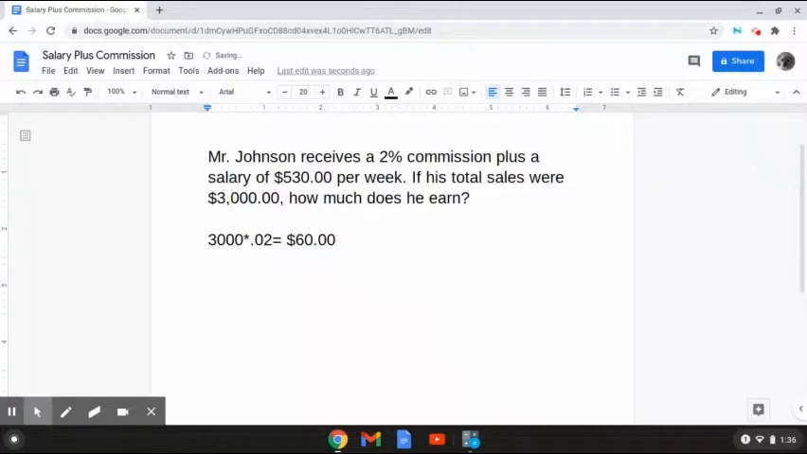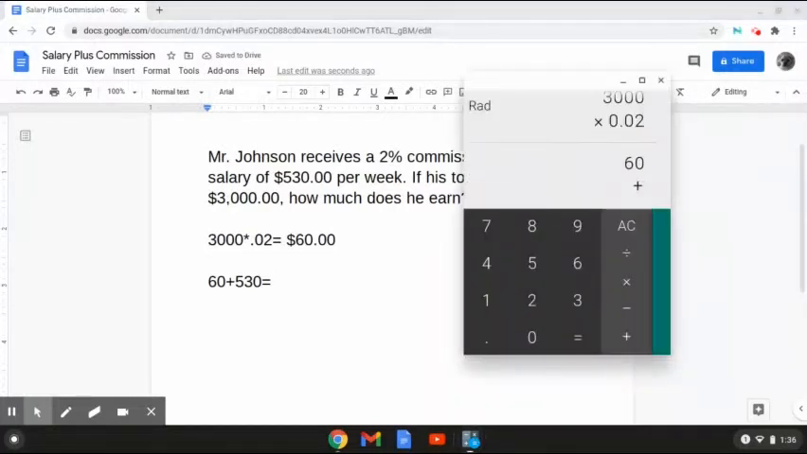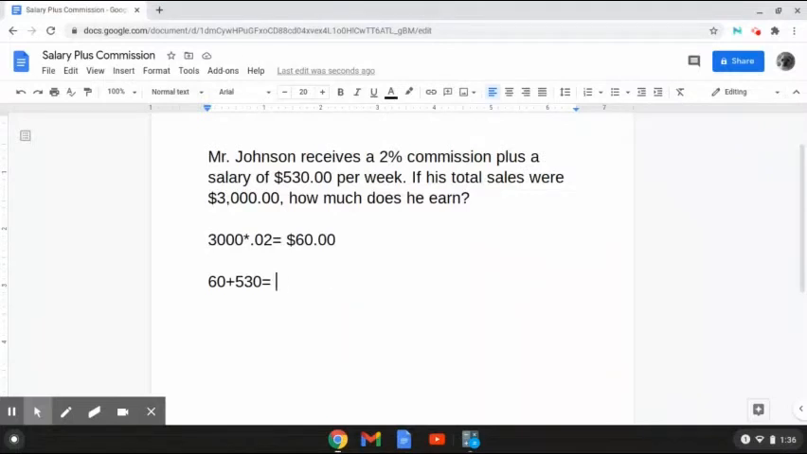Then from here, we need to add it to the salary. So 60 plus 530 give us, 60 plus 530. All right, that will give us 590. So Mr. Johnson will earn $590. And that is how to solve this problem. So I'm going to be doing a couple more with you guys.